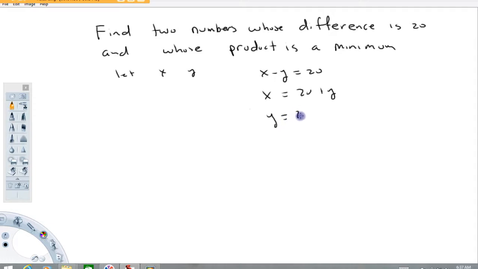So y is going to equal x minus 20. The reason for doing this is to get this down to one unknown. The two unknowns now are x and x minus 20. Okay, I want to make sure I solved that right. Plus, minus, yeah, it looks good.